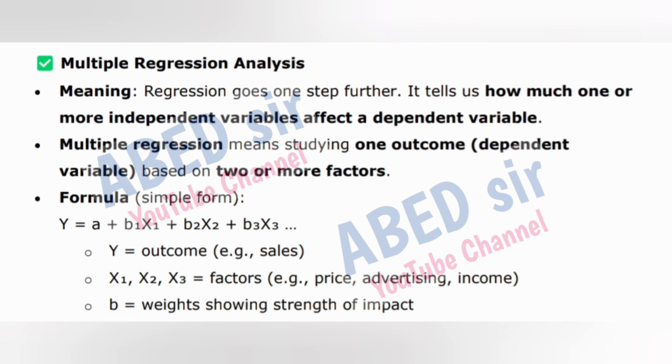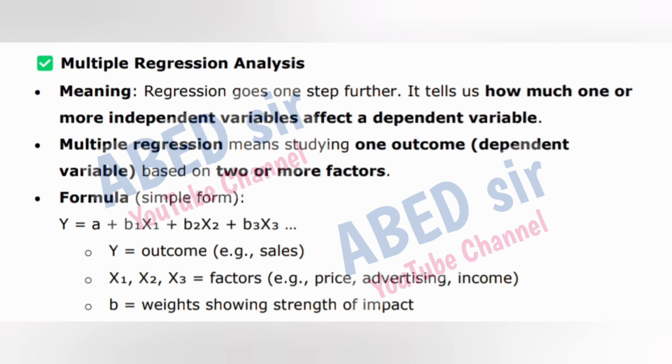Multiple regression analysis, meaning regression goes one step further. It tells us how much one or more independent variables affect a dependent variable. Multiple regression means studying one outcome, dependent variable, based on two or more factors. Formula, simple form: Y is equal to A plus B1X1 plus B2X2 plus B3X3.